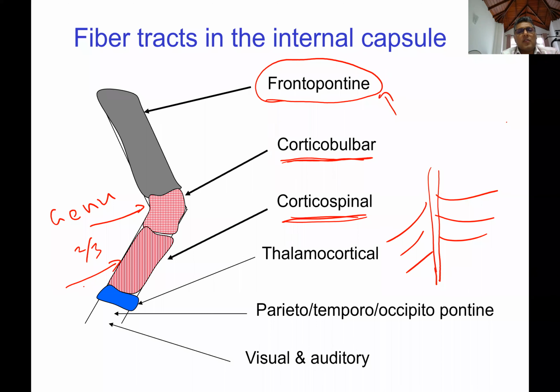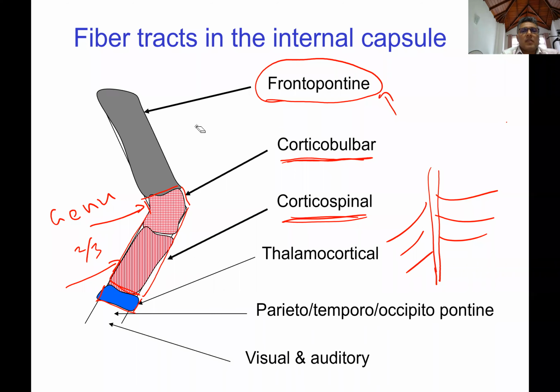They are also motor fibers. So in other words, the genu and the anterior two-thirds of the posterior limb are occupied by motor fibers, either corticobulbar or corticospinal. These names you will come across again when nerve tracts are done and when spinal cord is done. Then further behind, in the posterior limb, you can see this area. This area is for sensory fiber tracts.